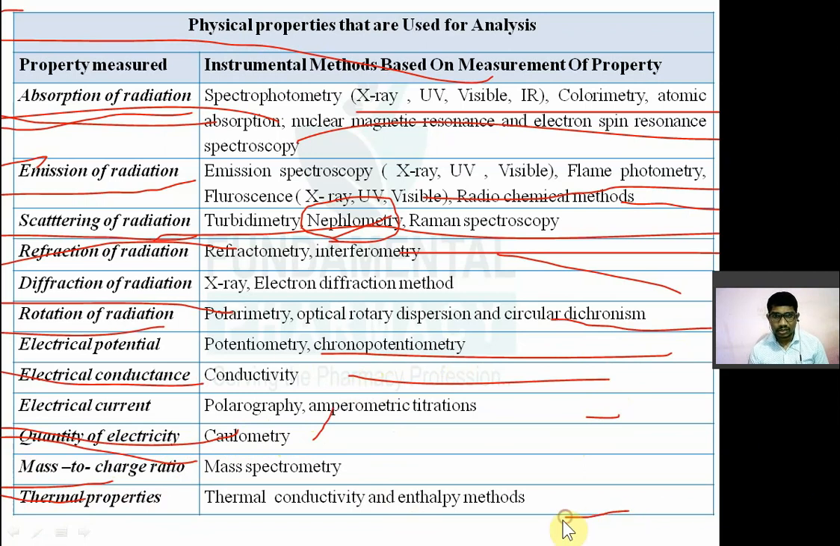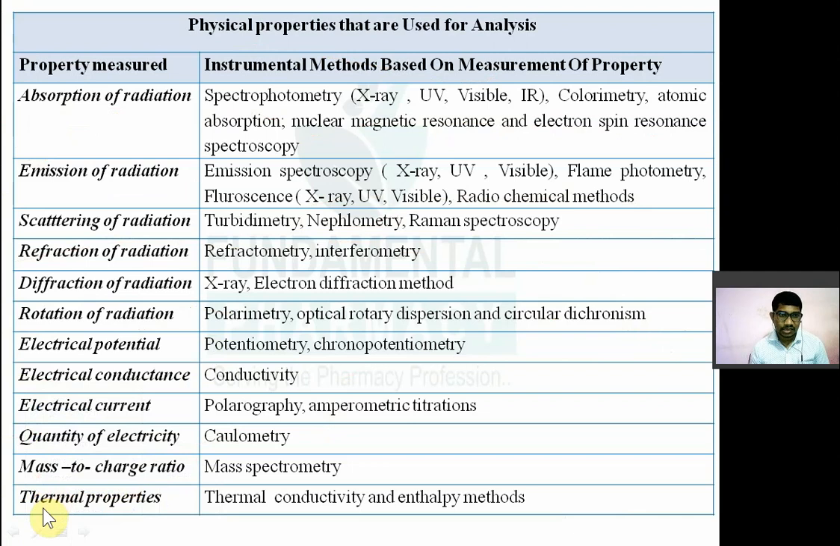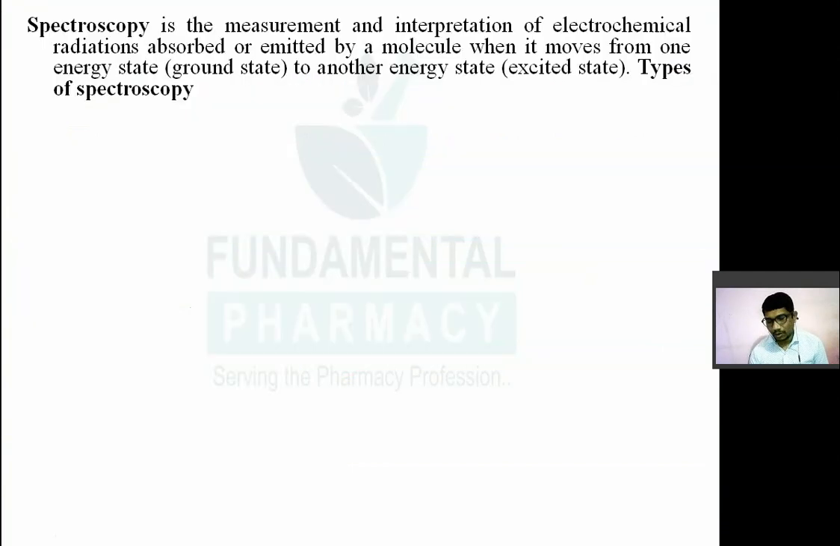These are the different properties of a compound that are measured. कौन सी प्रॉपर्टी किस में मेजर करेंगे. तो एब्सॉर्प्शन का मेजर करेंगे, इमिशन का मेजर करेंगे, डिफ्रैक्शन, रिफ्रैक्शन, रोटेशन ऑफ रेडिएशन, इलेक्ट्रिकल पोटेंशियल, कंडक्टेंस, करंट, इलेक्ट्रिसिटी, मास टू चार्ज रेशियो, थर्मल प्रॉपर्टीज. So different physical properties measured and respective instrumental methods, it is just the introduction part. ये भी आपको मालूम होना चाहिए, क्वेश्चन उसके ऊपर आता है.